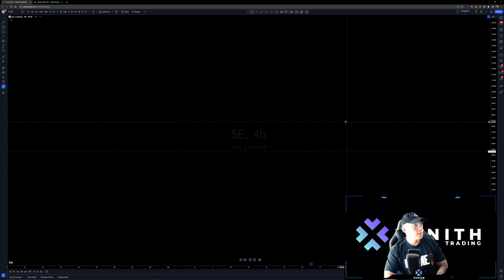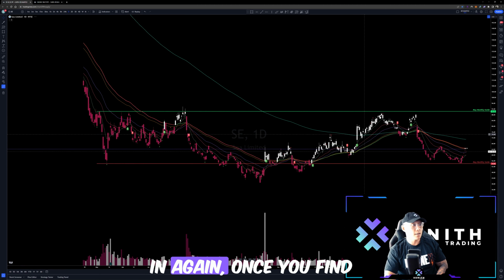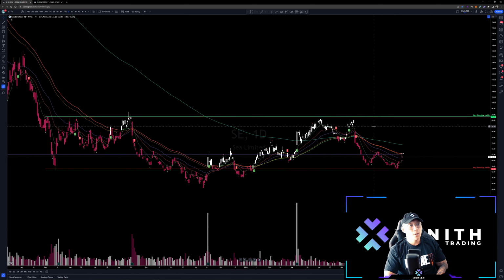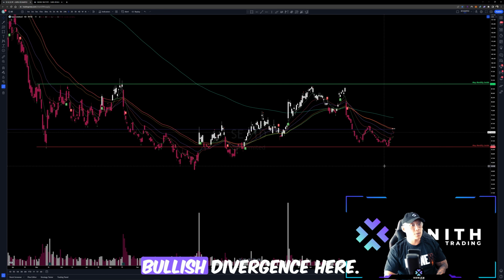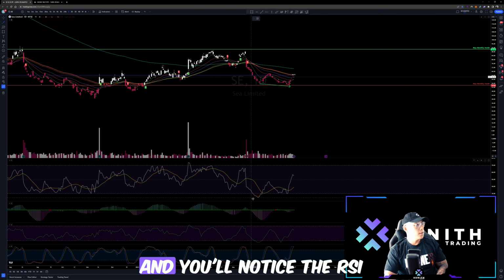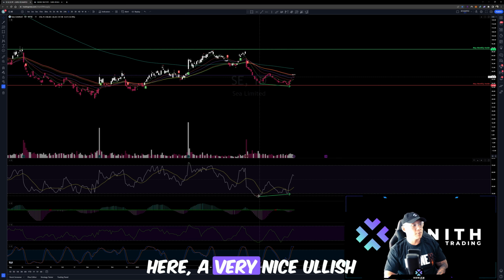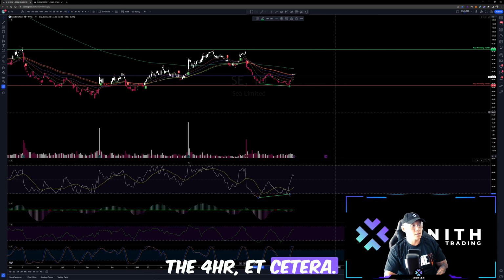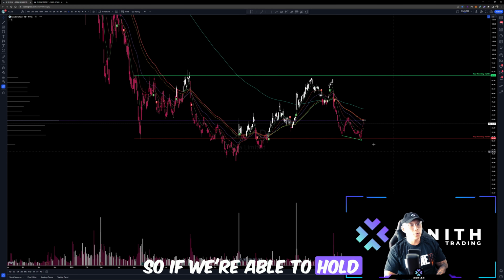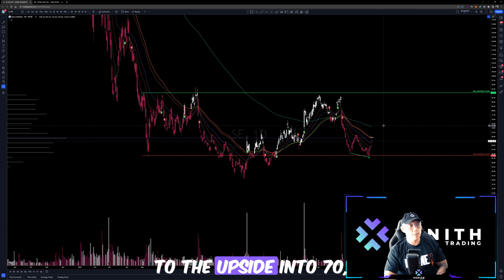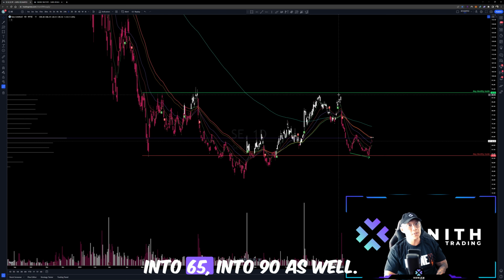Again, once you find this monthly inside range, you zoom in and you try to understand what's going on with the chart. If we zoom in, you're actually going to see a bullish divergence right here. And you'll notice the RSI here. A very nice bullish divergence happening on multiple higher time frames, the daily, the 4-hour, etc. So if we're able to hold this monthly inside low, 54.06, then we can expect this move to continue to the upside into 70, into 65, into 90 as well.